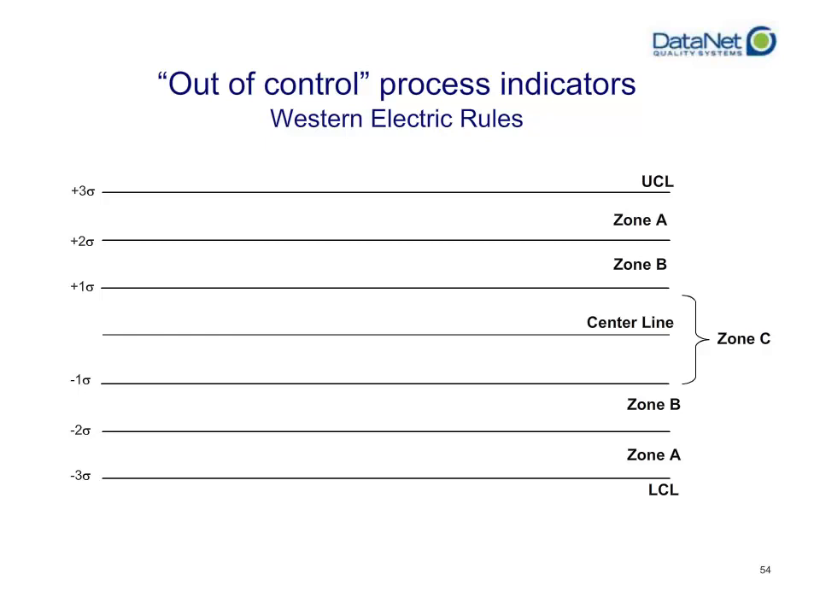Zone B is between 1 and 2 standard deviations from the process center line, above or below the process center line. And zone A is between 2 and 3 standard deviations from the process center line, either above or below the center line. The control limits are the border of 3 standard deviations above or below your process center line.